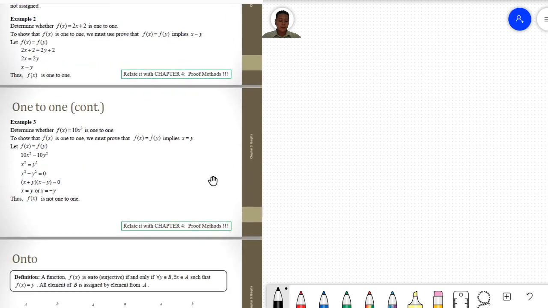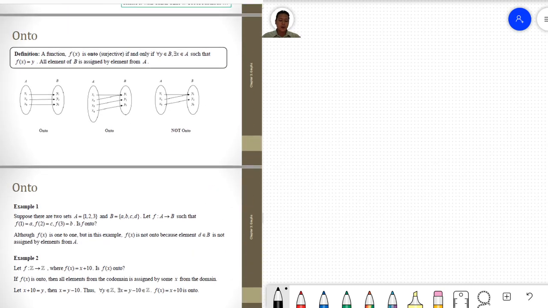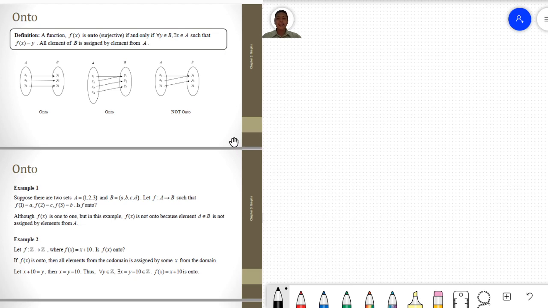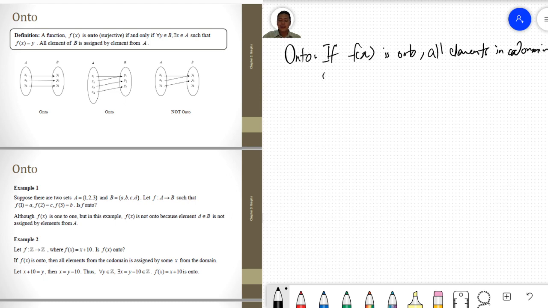Next, we proceed to onto, whose definition is also known as surjective. And surjective means that, okay, I think I mentioned this in my proper lecture. I said that in onto, if f(x) is onto, then all elements in the codomain are assigned. This is in layman's terms.